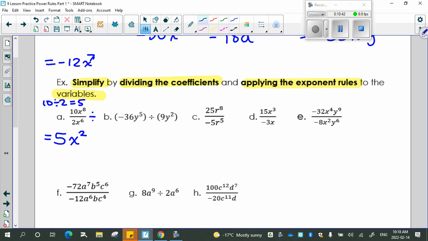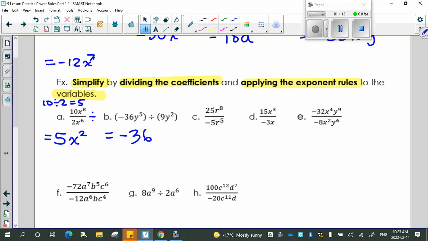All right, so I'm going to freeze it again. Go to your whiteboard. Somebody for B. I know lots of you got it. Somebody for B. Paul. Negative 36, okay.